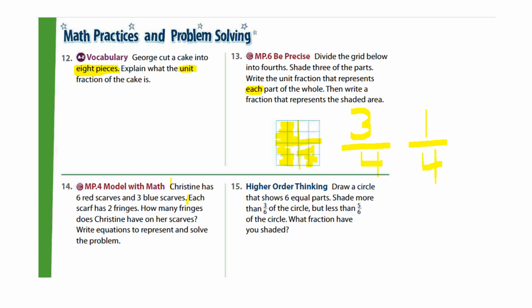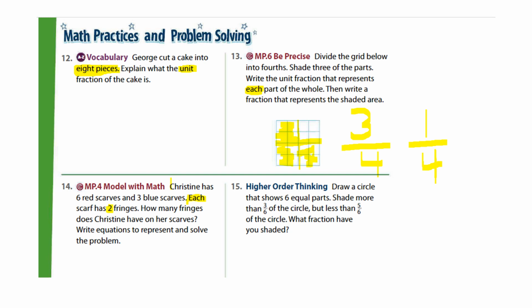Now each scarf has 2 fringes. Each scarf has 2 fringes. So how many total fringes she has? So 9 scarves, each has 2. There is word each. So which operation you are going to apply? Excellent. Multiplication. So 9 scarves multiplied by 2 is going to be 18 fringes. Very good.